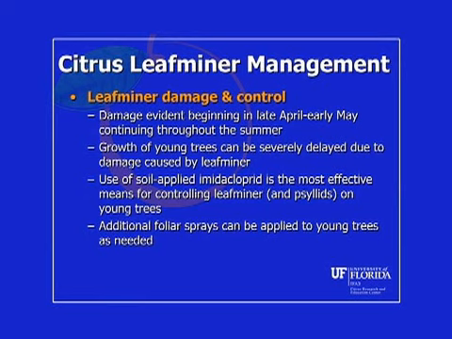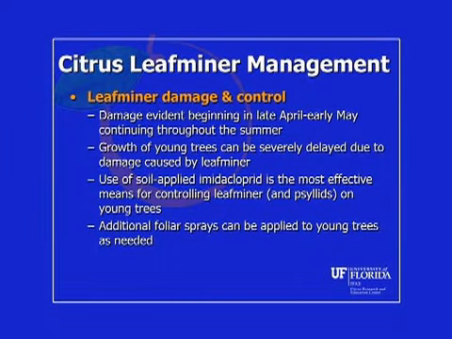Leaf miner damage becomes evident in late April to early May and continues throughout the summer months. Growth of young trees can be severely delayed due to the damage caused by leaf miner on the young leaves produced by the trees. Probably the best method for controlling leaf miner damage on young trees is through the use of soil-applied imidacloprid.